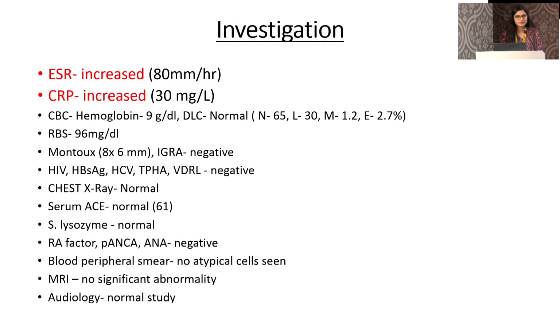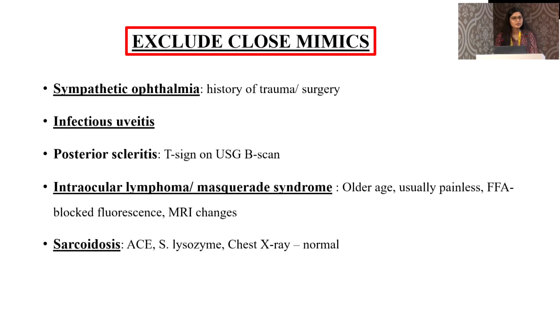So we investigated the patient thoroughly, and only ESR and CRP were raised. The rest of the investigations were within normal limits. So we need to exclude the close mimics for this case. As there was no history of trauma or any intraocular surgery, we ruled out sympathetic ophthalmia. As the serology screening was normal, we ruled out infectious uveitis. On USG B scan, there was no T sign or any sign of scleral edema, so we ruled out posterior scleritis.